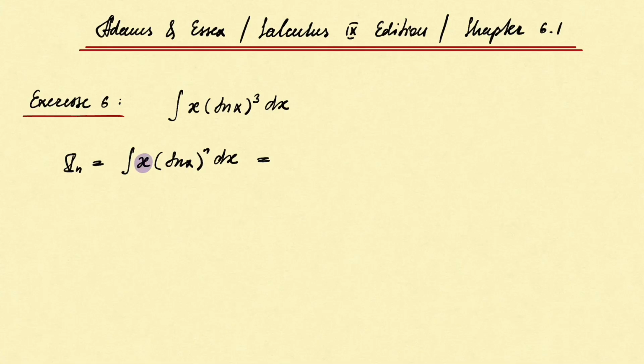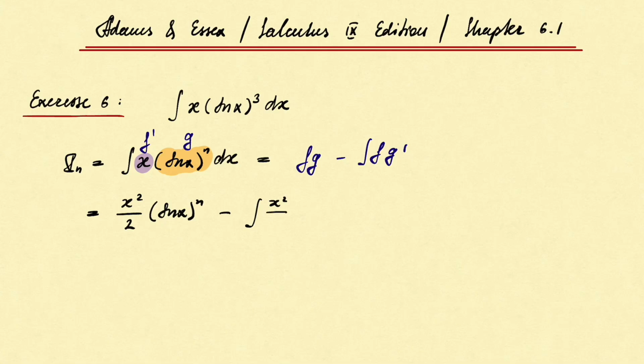We'll use the integration by parts here. We'll take our function f prime as x and g as ln x to the power of n. Remember, in the end we should get fg minus integral of fg prime. Right, so let's do so. The integral of x is x squared over 2, and we just simply rewrite ln x to the power of n, our g function, minus, we just repeat x squared over 2, and we differentiate ln x to the n with respect to x.